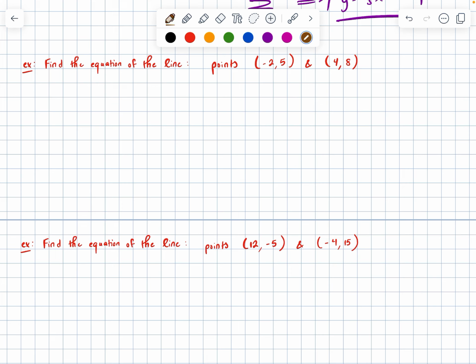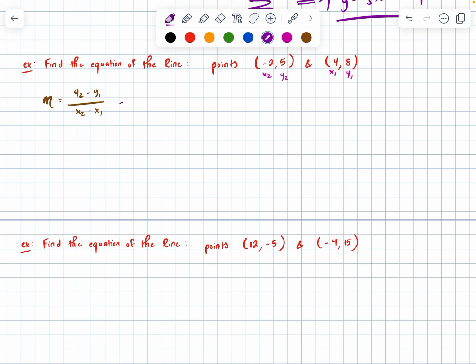Next up, I have a line that passes through the points negative 2, comma 5 and 4, comma 8. Once again, always need to start by finding slope. Either I'm using y equals mx plus b, or my point slope form, y minus y1 equals m parentheses x minus x1. Both of those need slope to function. So I know that my slope is y2 minus y1 over x2 minus x1. For variety's sake, let's switch it up. Let's call this guy x1, y1. Let's call this guy x2, y2.